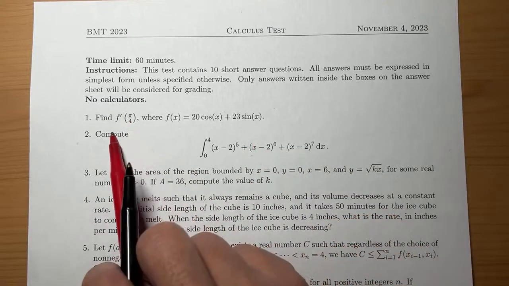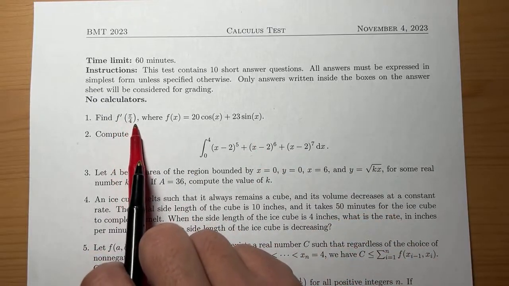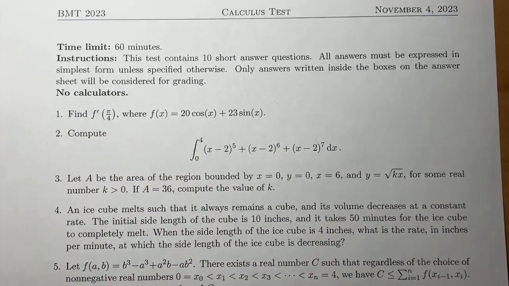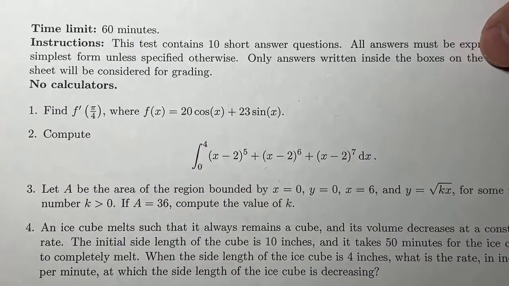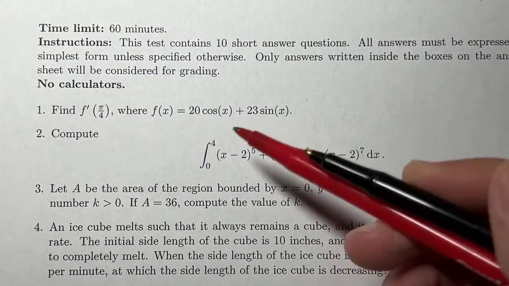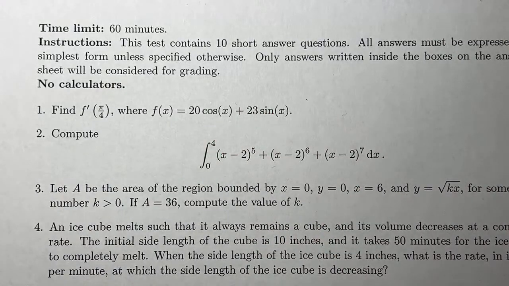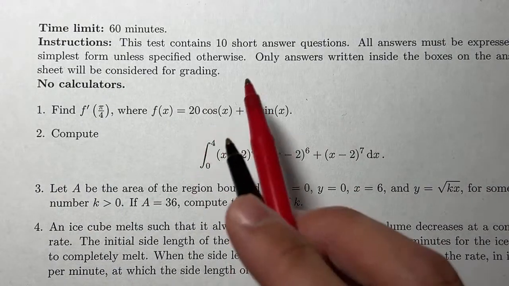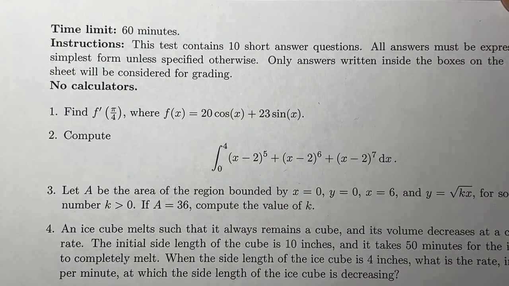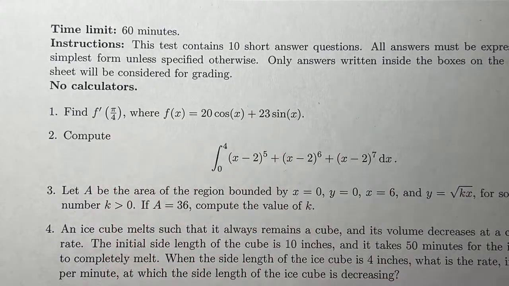For the first one, we are going to compute f prime of pi over 4, where f of x equals 20 cosine x plus 23 sine x. Because of 20, 23, I would say the first one is straightforward. As long as you have taken and remember calculus, this shouldn't be a big deal. And of course, know your trig values and all that good stuff. So straightforward.